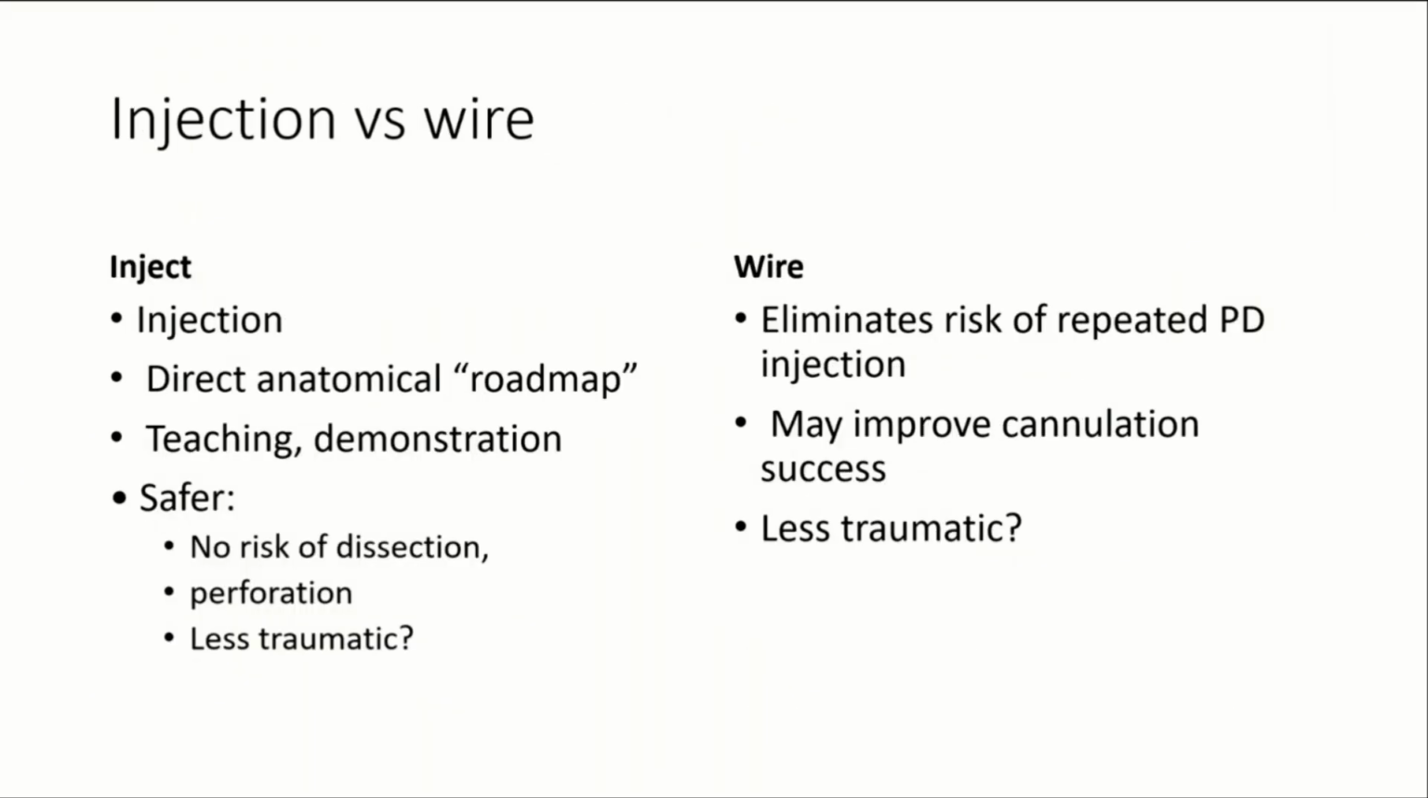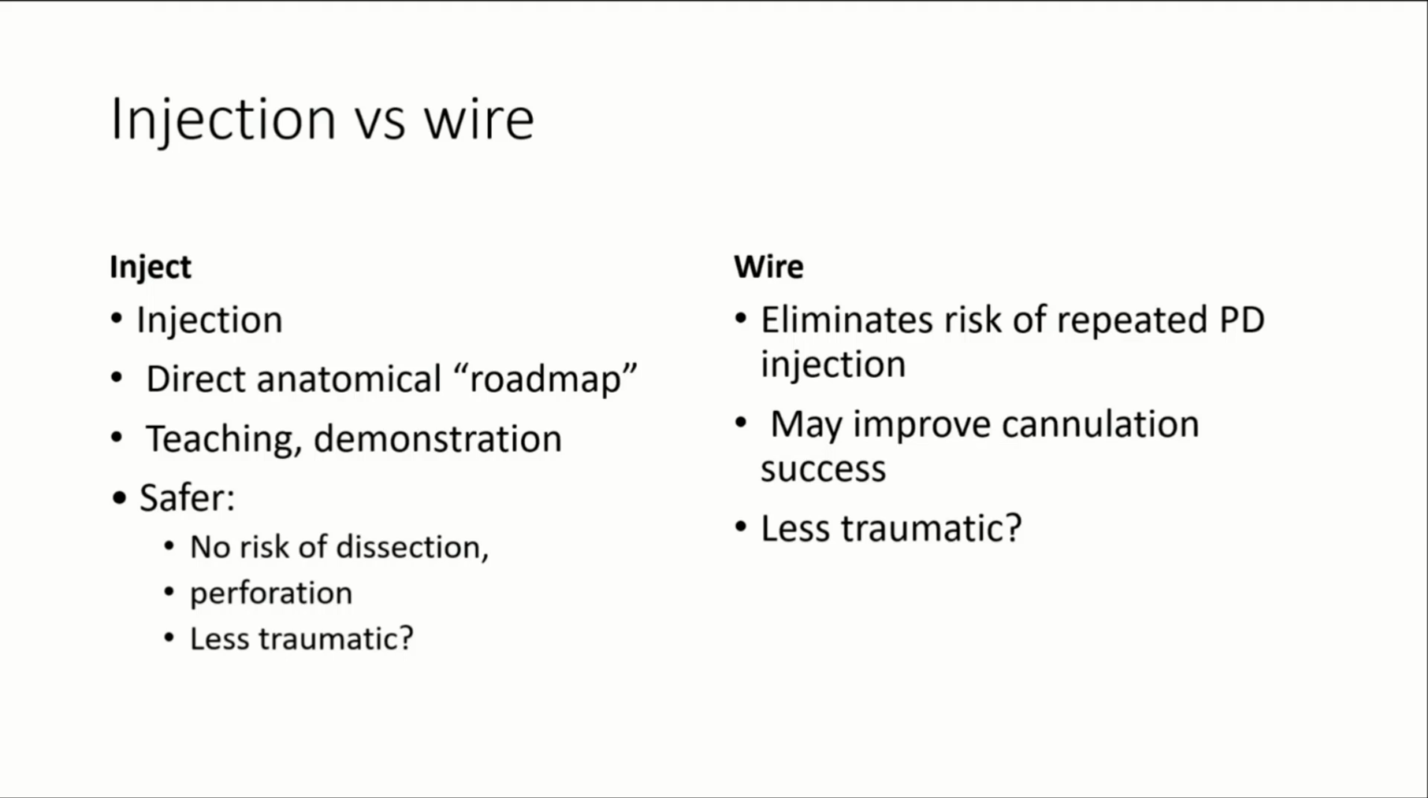Now, when we are trying to cannulate, what are we using? Are we trying to inject some dye or to do wire cannulation? Again, there are advantages and disadvantages. If you inject, you can have a direct anatomical roadmap, so you can see if it is the pancreatic or the biliary duct that you are viewing.